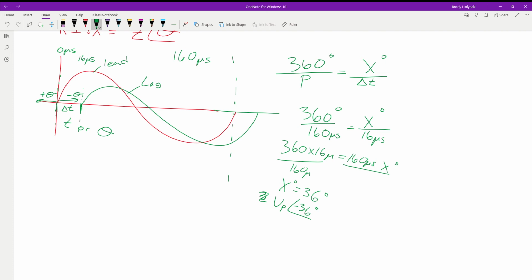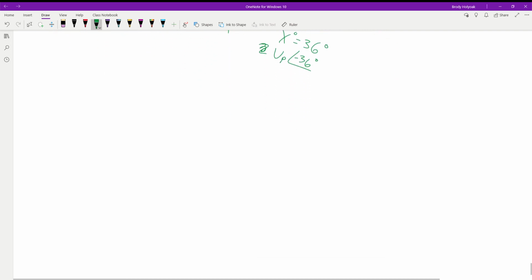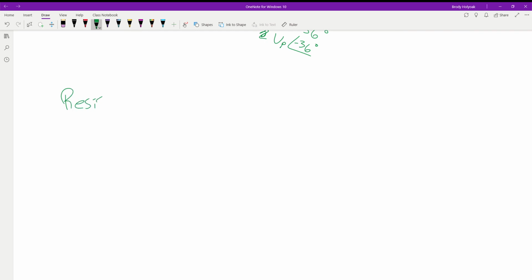Okay. So earlier I was talking about how we have the reciprocals of our values that have different names. So resistance, what was the reciprocal of resistance? Not reactance. The one that sounds like allowance. Conductance.